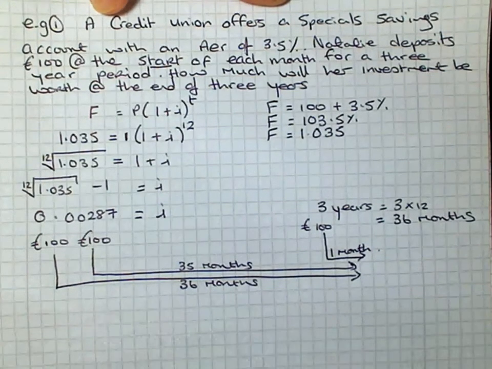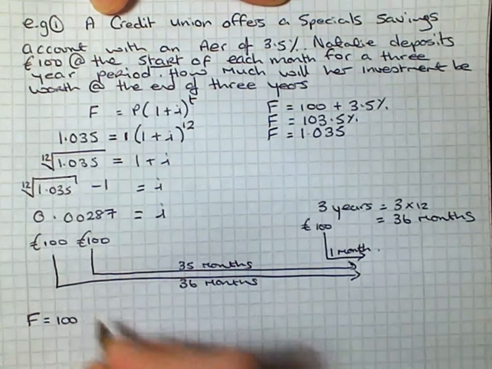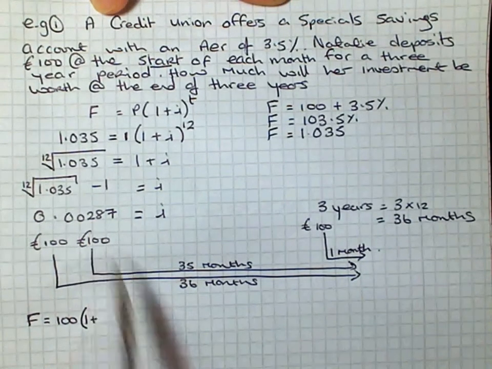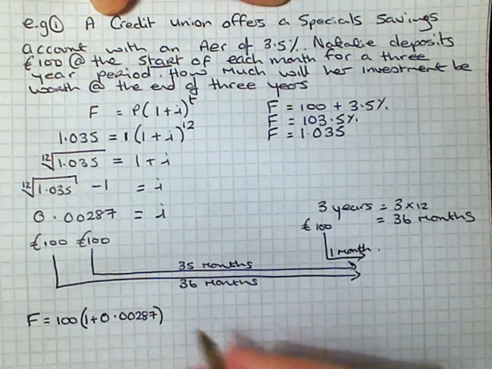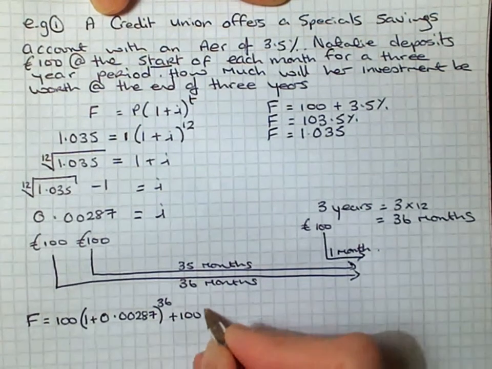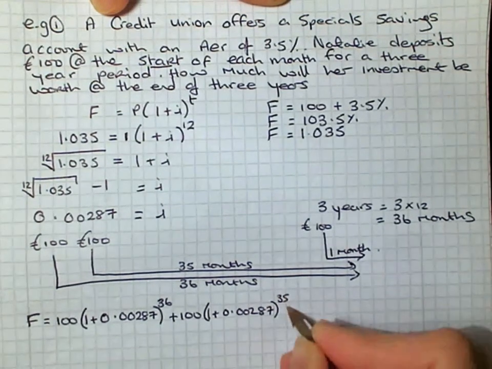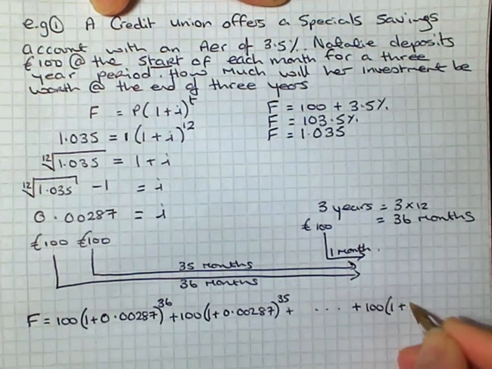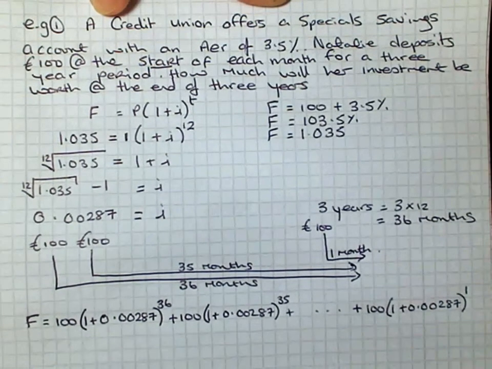So we use our formula. F is equal to, the principal that she's putting in is 100 into 1 plus our monthly interest rate, which is 0.00287, and it's to the power of 36. So that's our first deposit. Our second one then is 1 plus 0.00287 to the power of 35. And we'll just go to our last one, is 100 by 1 plus 0.00287 to the power of 1.